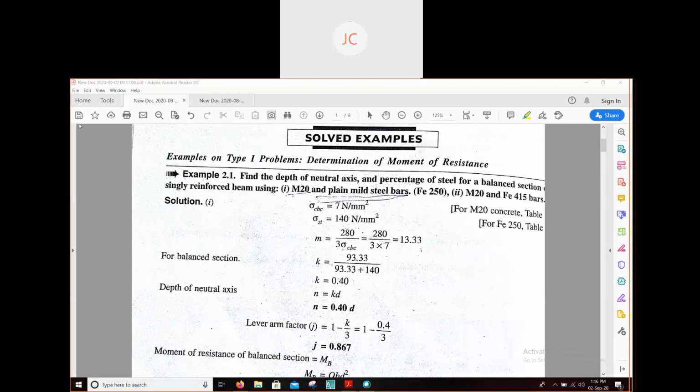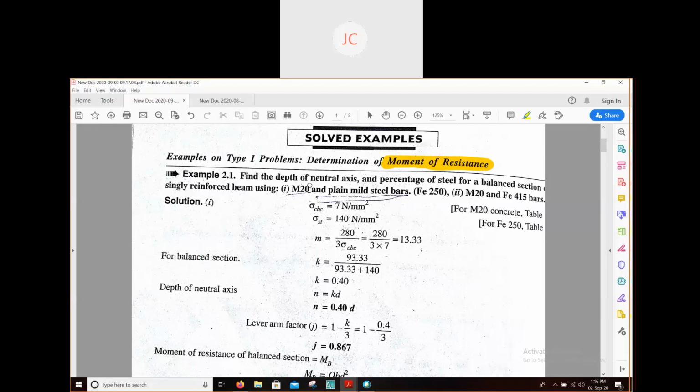I told you in the last class that moment of resistance is a very important part, and in the exam you will get at least 2 questions on moment of resistance. Okay, so let us start the numericals. Okay, so in this numerical, you can read the question.